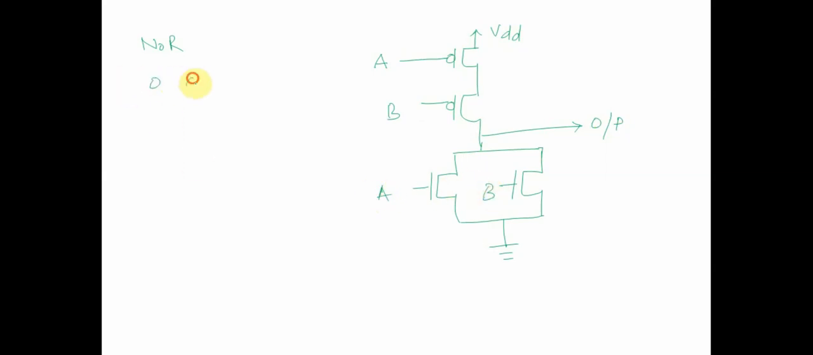NOT of OR: 0, 0, A and B, and then we have C. 0, 1, 1, 0, 1, 1. When both of them are 0, this particular circuit will act like a short circuit, and my output would be equal to high voltage, because both of the NMOS are open circuits. So my output will be equal to 1 when both of them are 0. And when both of them are equal to 1, both of the PMOS will act like an open circuit and both of the NMOS will act like a short circuit. My output will be 0.